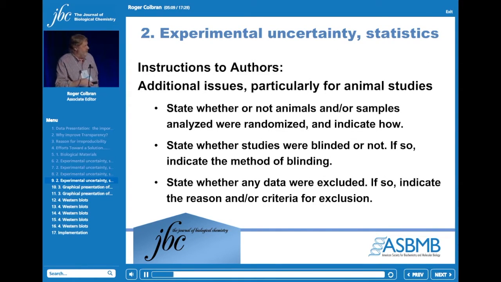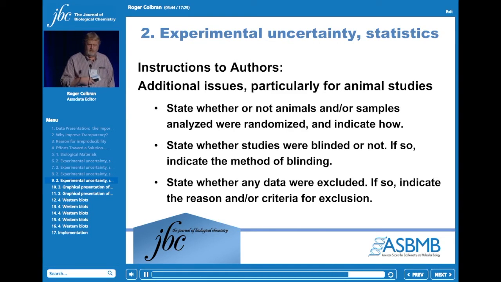But if there are other issues related to studies using animals, you want to state whether or not the animals or samples analysed were randomised and indicate how they were randomised before you did the analyses, and whether the studies were blinded, that is, did the person doing the experiment know the genotypes of the animals, for example, or the treatment conditions for the animals, and if so, indicate how this was done. And again, sometimes for perfectly legitimate reasons you can have outlier results in your experiment. If there are legitimate reasons to exclude data, but if you're doing that, you need to explain how that was determined, how you showed that the exclusion was legitimate, and what the criteria you used were.